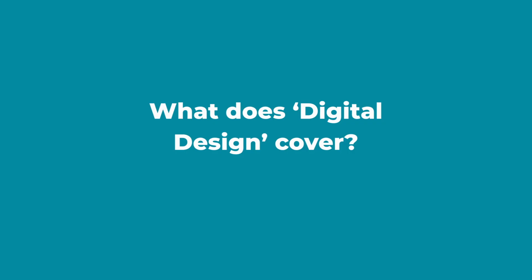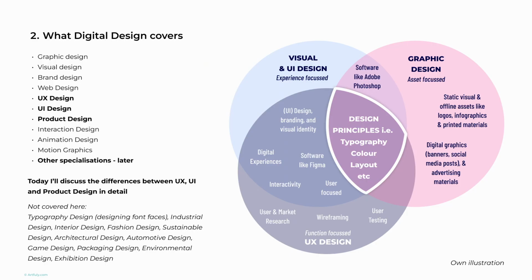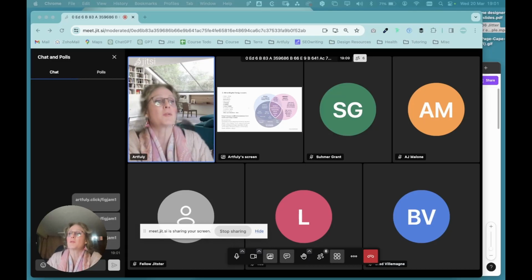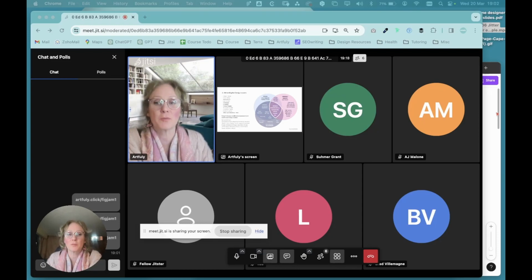What does digital design cover? Graphic design, visual design, brand design, web design. I'm going to focus mostly today on UX, UI, and product design, but I will talk about other types. There's also interaction design, animation design, motion graphics, and a few other specializations as well that kind of sit around UX. I'm going to be discussing particularly the differences between UX, UI, and product design, but I'm not going to be covering the things at the bottom of the screen there.